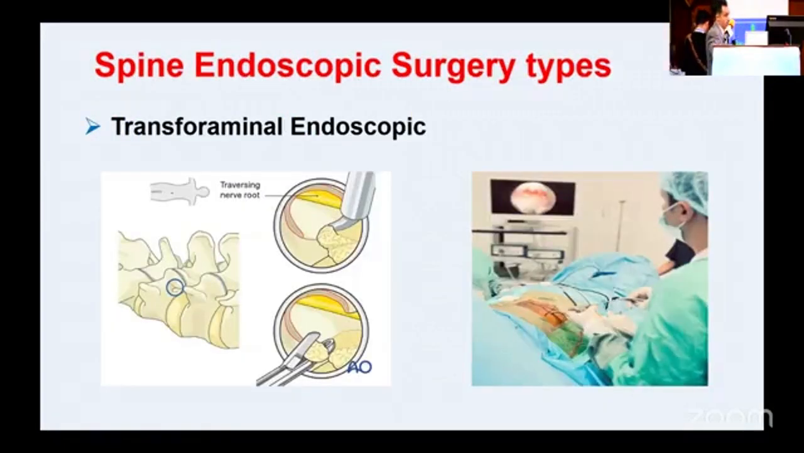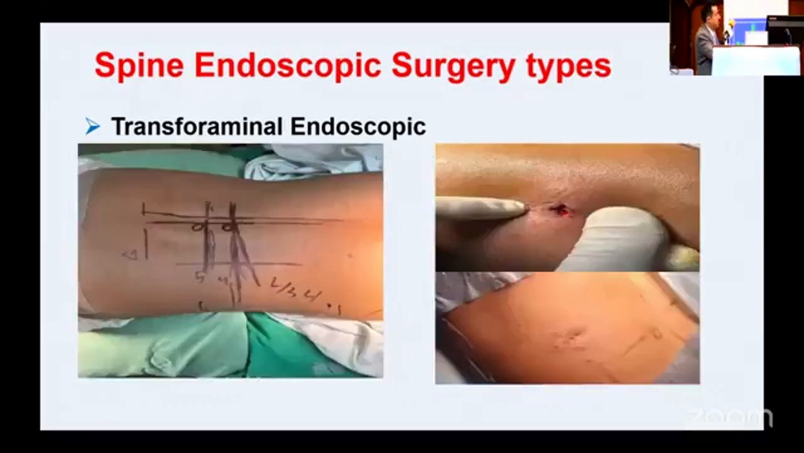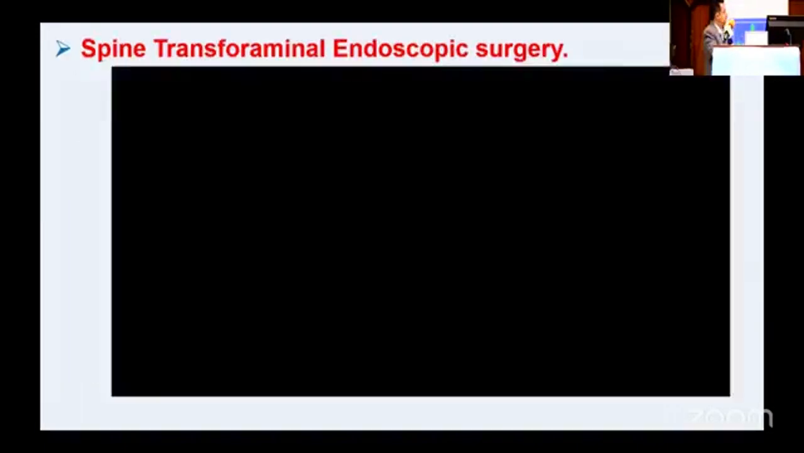The second approach is the transforaminal endoscopic approach. This, as you see, is a big disc at L3-4, totally stenosing the canal, and we can remove it as one fragment during a 30 minute surgery. This is the approach, as you see; we go transforaminal. Sometimes we go 8 to 10 centimeters.